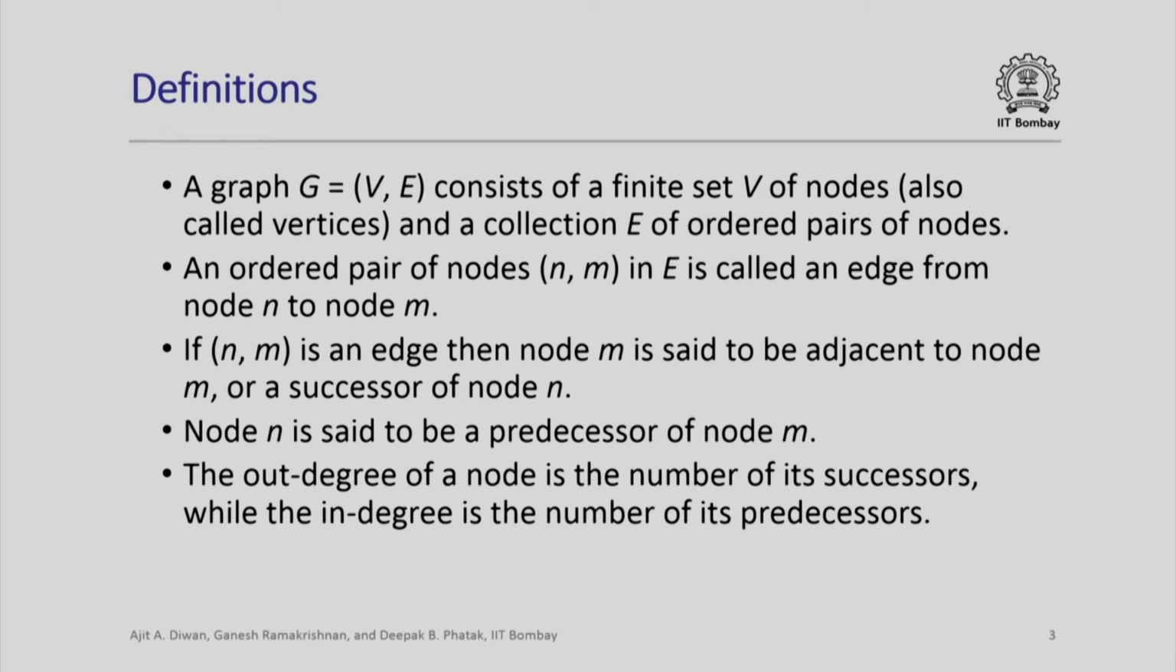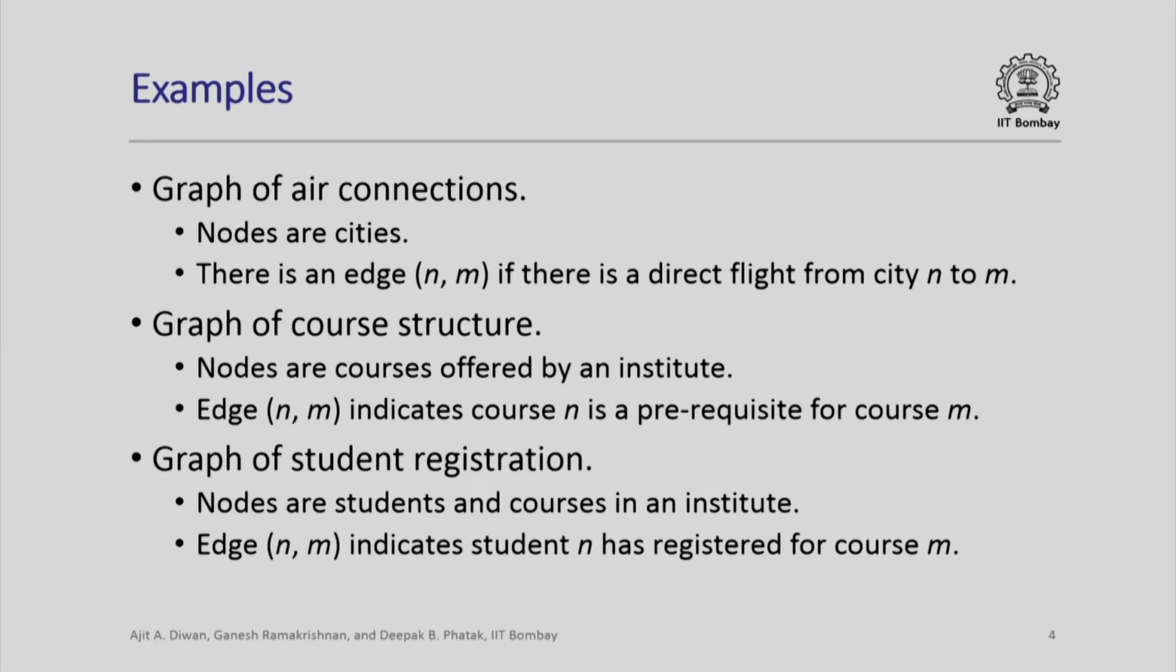So, the set V defines what the nodes in the graph are, and the set E defines the ordered pairs, which define which nodes are successors of which nodes. The out degree of a node is the number of its successors and the in degree is the number of its predecessors. Let us look at some examples of graphs.